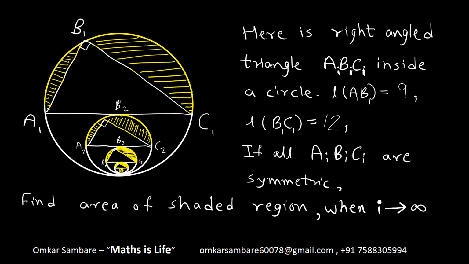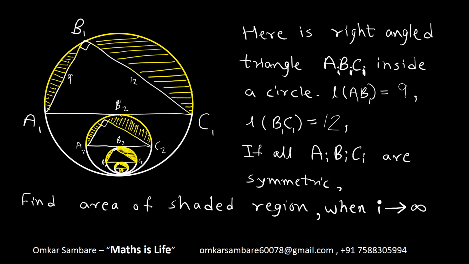Hello everyone. This is a very interesting question. Here is a right angle triangle AiBiCi, which means always A1 B1 C1 or A2 B2 C2 or A3 B3 C3, or any AiBiCi will be a right angle triangle inside a circle. Now the length of A1 B1, that is this side, is 9 units, and B1 C1 is 12 units.